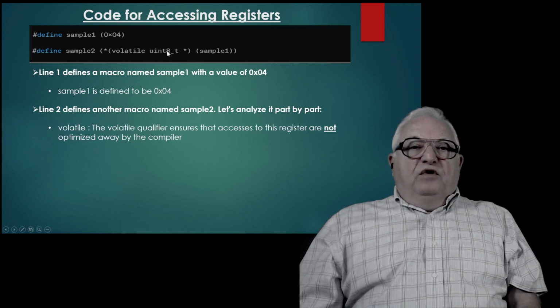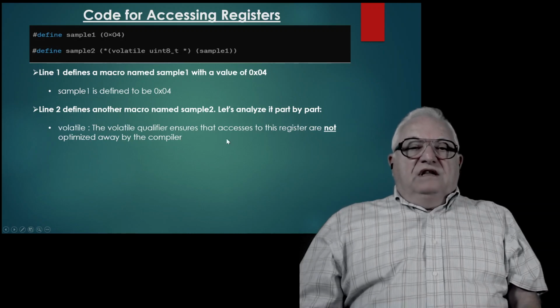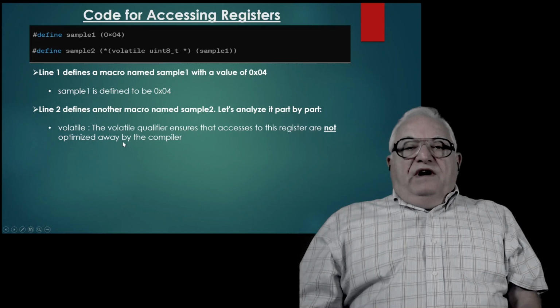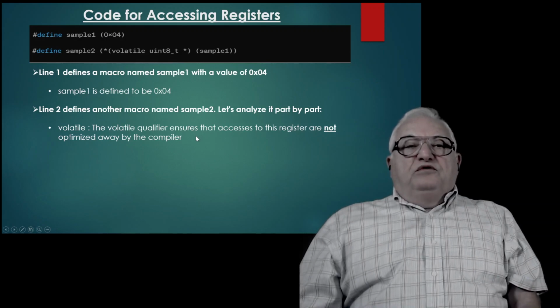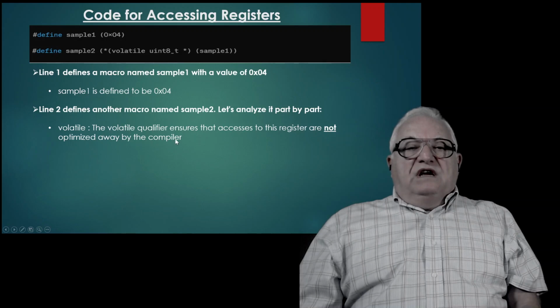First we have the volatile word here. The volatile qualifier ensures that the accesses to this register are not optimized away by the compiler. When dealing with registers, we want to make sure that the compiler doesn't do anything to us.